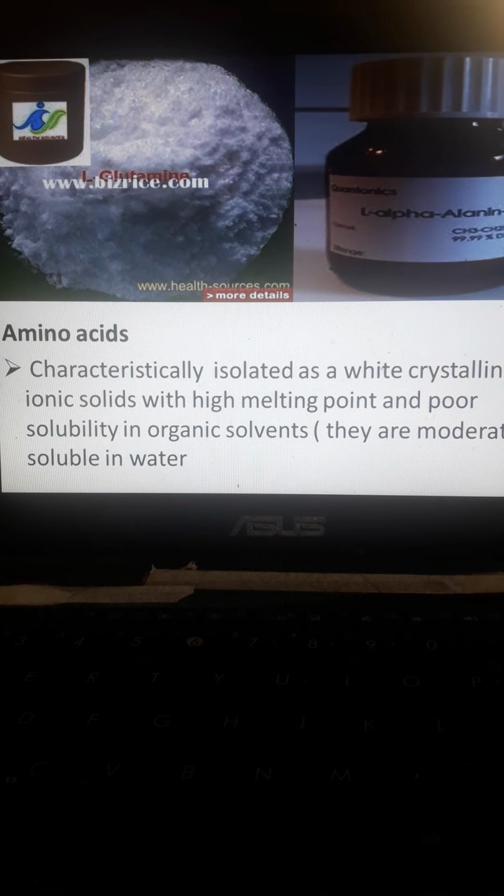Next, amino acids are characteristically isolated as white crystalline ionic solids with high melting point and poor solubility in organic solvent. They are moderately soluble in water. So usually may mga preparations ng amino acids yan. Okay. Amino acids dissolved in water are dipolar ions. So zwitterion due to ionization of acid and amino group. So mga zwitterion, pwede siya mag-act as base and acid.